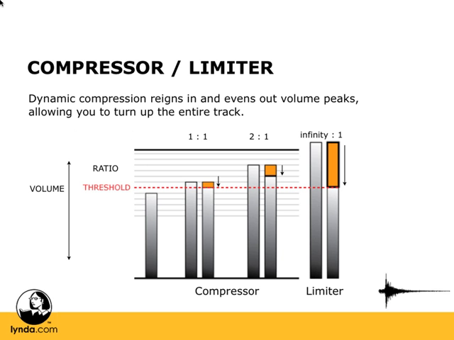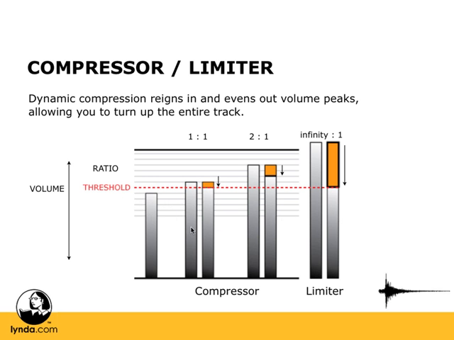So a compressor and a limiter are the same animal, they're just different degrees of effect. We'll start by talking about the compressor and then show you that the limiter is really the same thing, just with one setting slightly different. So in this graph, I'm representing sounds. I have volume levels like in your meters. And I've set a threshold here. When a sound stays below that threshold, we're not going to have any effect.